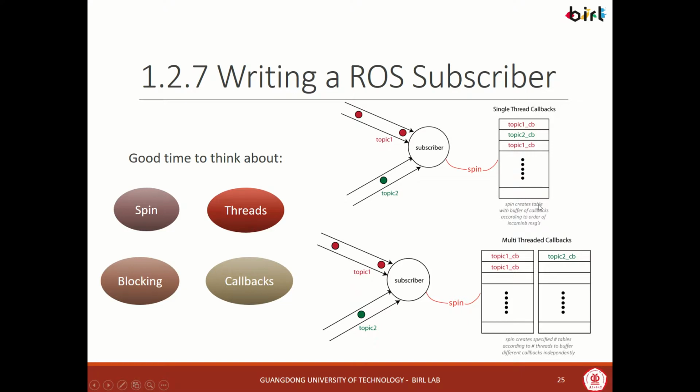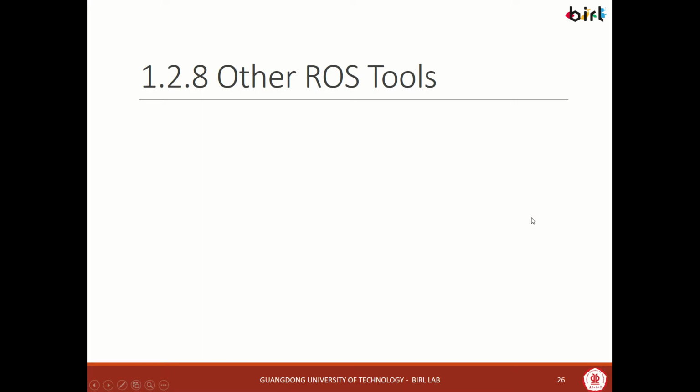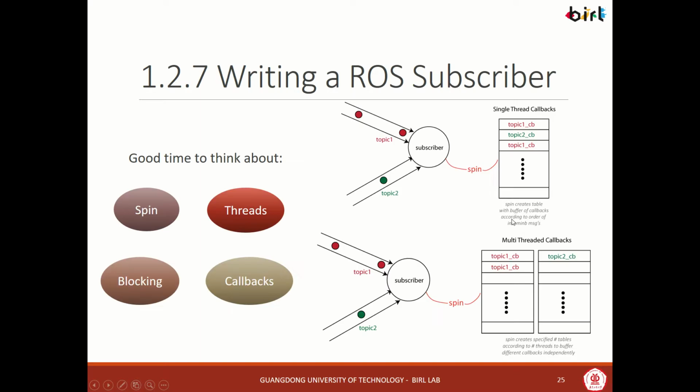Okay, so spin is creating this table with a buffer of callbacks according to the order in which incoming messages are taking place. So this might be spin or spin once. And if we have spin, we're just looping. Now, if no data is coming in, there would be no callbacks here, but we would still not be able to exit the spin call because it's blocking.